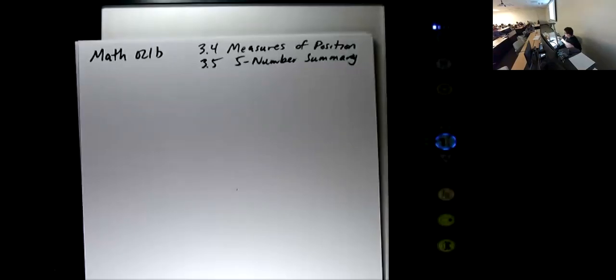All right, so we're talking about measures of position today. This is 3.4. We'll do 3.4 and then 3.5. They're kind of connected.